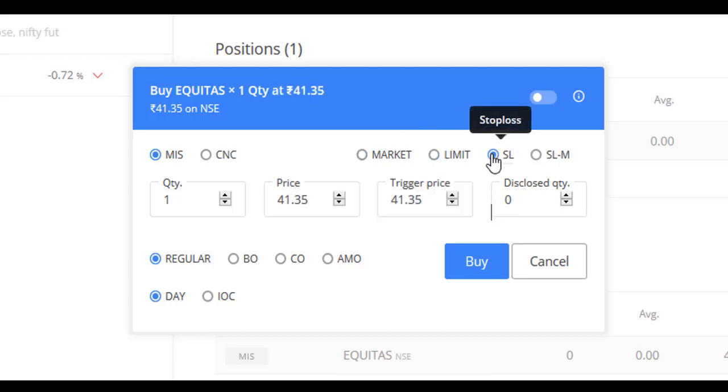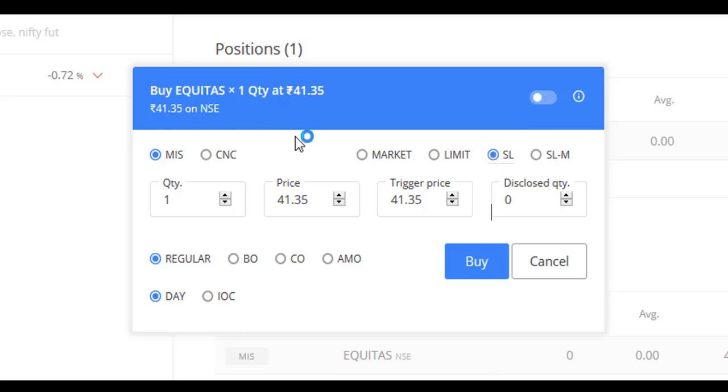Next comes the stop loss order, and most people think a stop loss order means you have to place a stop loss along with the order. It is not in Zerodha, it's different. The stop loss order is what you use if you want to buy above the current price. I'm explaining for buy; for sell it's different.